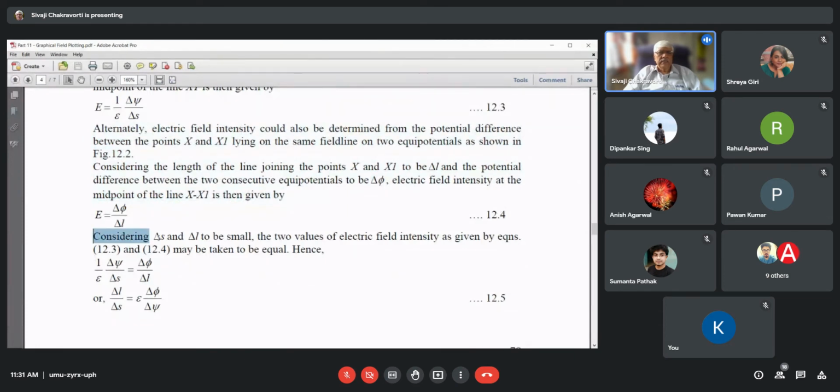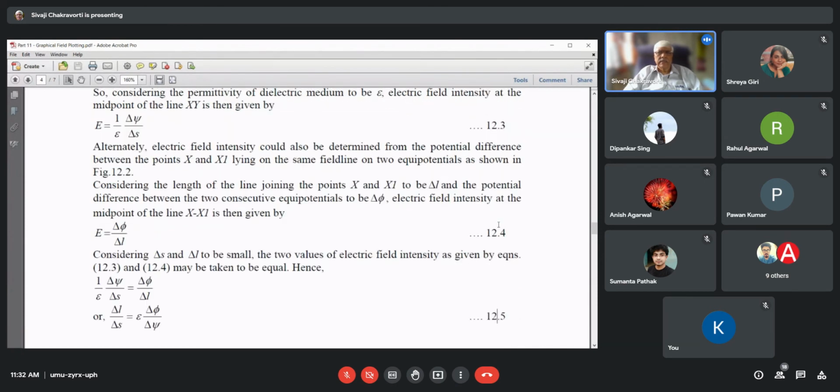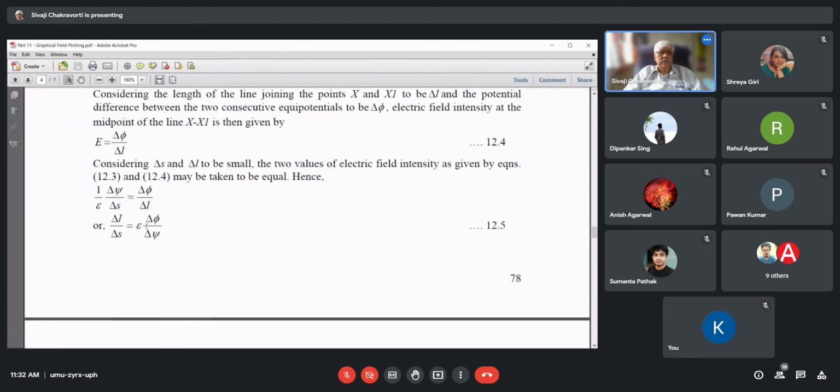Now if I consider del S and del L to be small, then I can say they are equal, and I write equation 12.5. That means equation 12.3 is equal to equation 12.4, and then we write that del L by del S is equal to epsilon into del phi by del psi.